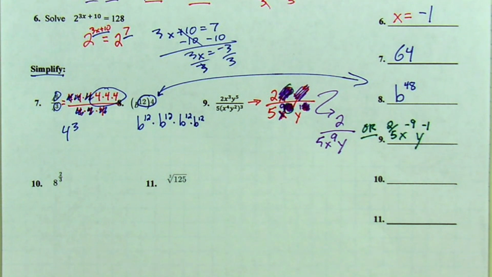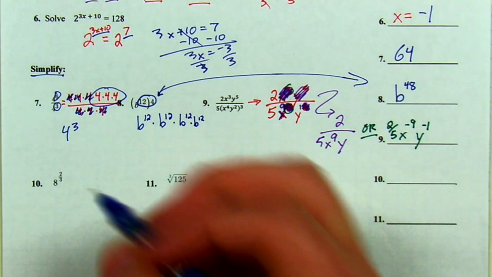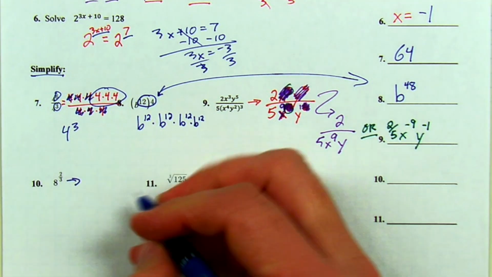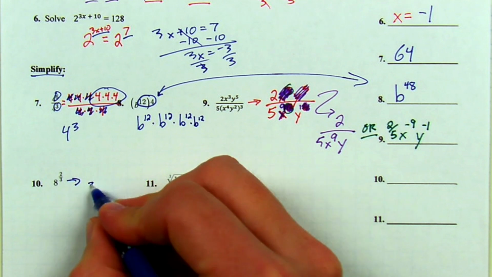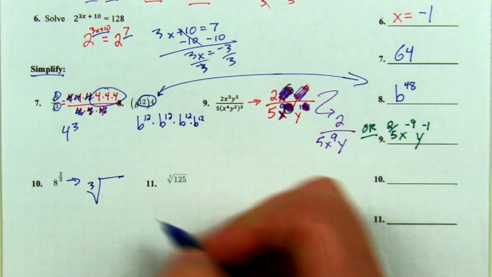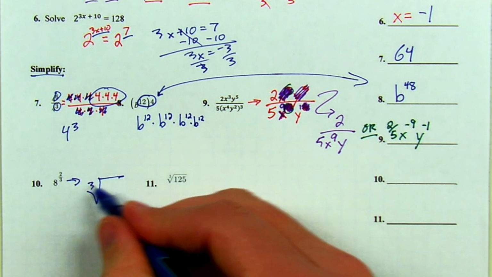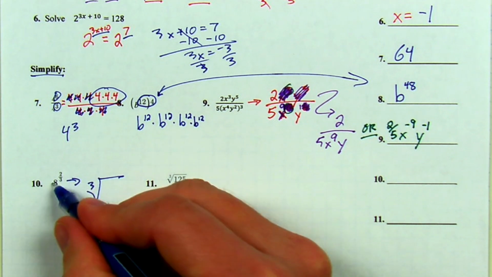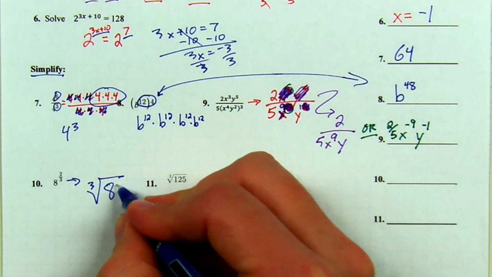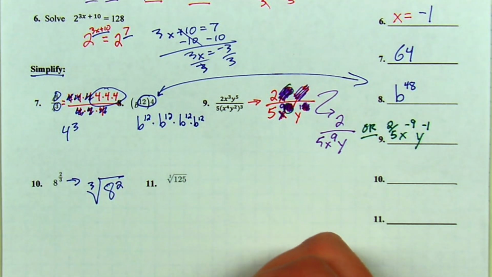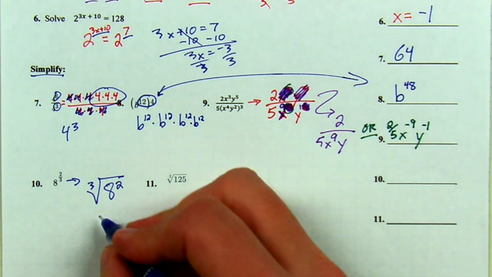All right, 2 more problems. Number 10, 8 to the 2/3 power. Okay, remember what this means. The bottom number means it's a cube root, right? The bottom number tells you what kind of root it is. The top number means you're going to square that thing. So do we know what 8 times 8 is? Yep.